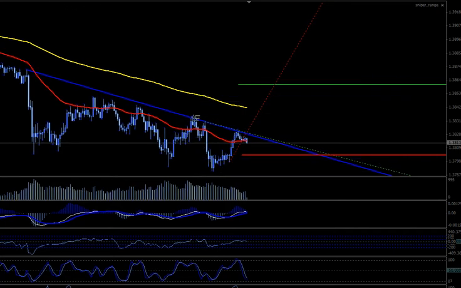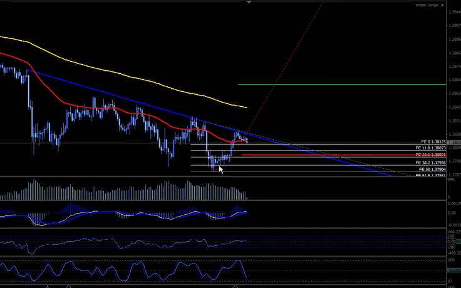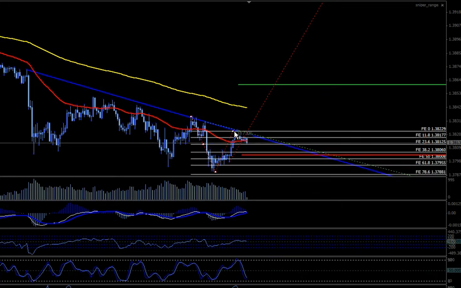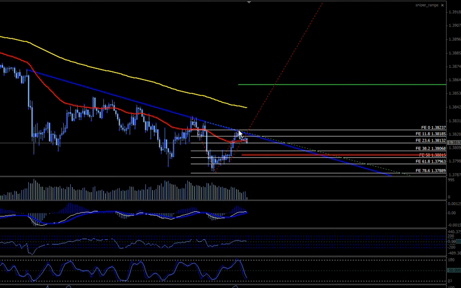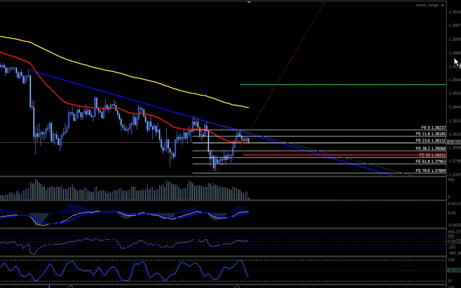So this would be a good short play. But like I said, we're in a wacky market. We are at some levels on the daily chart that I'm not 100% sure of, so this may not hold. But we know one thing for sure: a 5-minute close above here, and you want to get out of your trade if you're short.